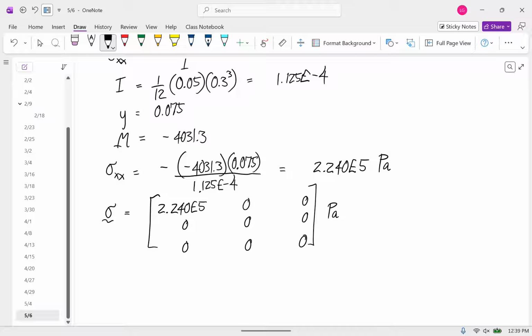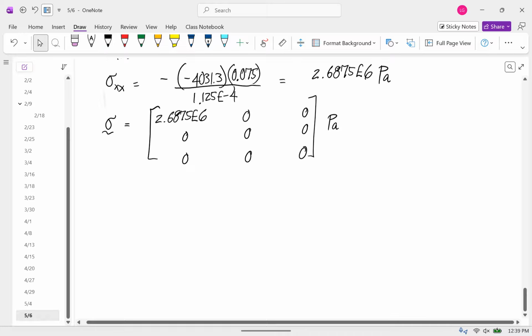So 2.6875 times 10 to the sixth. Is that what you got? I was going to write in megapascals at that point. Yeah. I'll write it all out: 2.6875 times 10 to the 6.